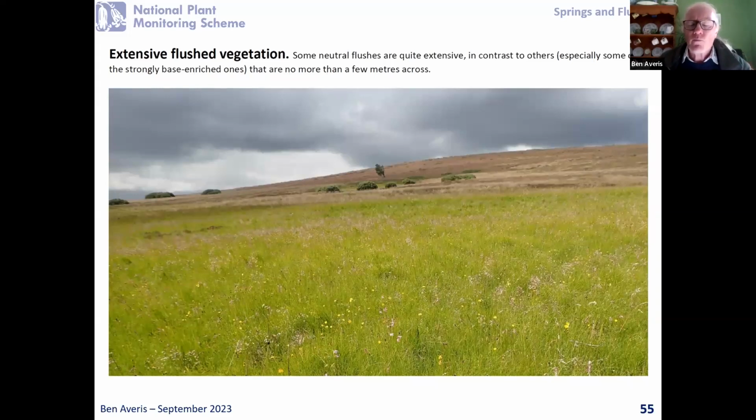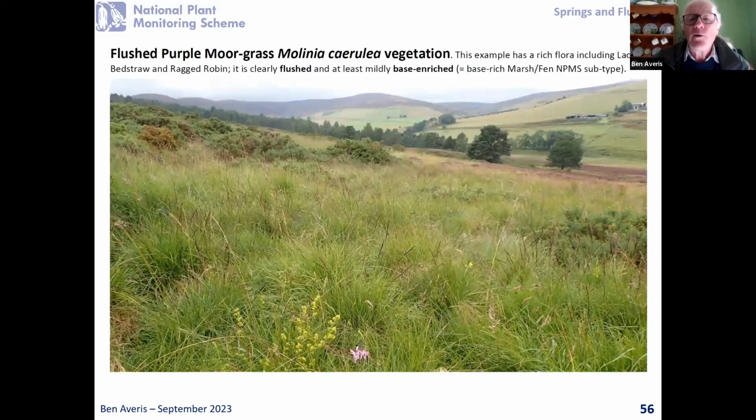And it's not quite so clear exactly where we are going to map, if we're mapping vegetation, the very edges. They can blend in sideways into other kinds of less flushed habitat. And here's another example where it's Molinia, purple moorgrass vegetation, but flushing showing with these species like ragged robin there.